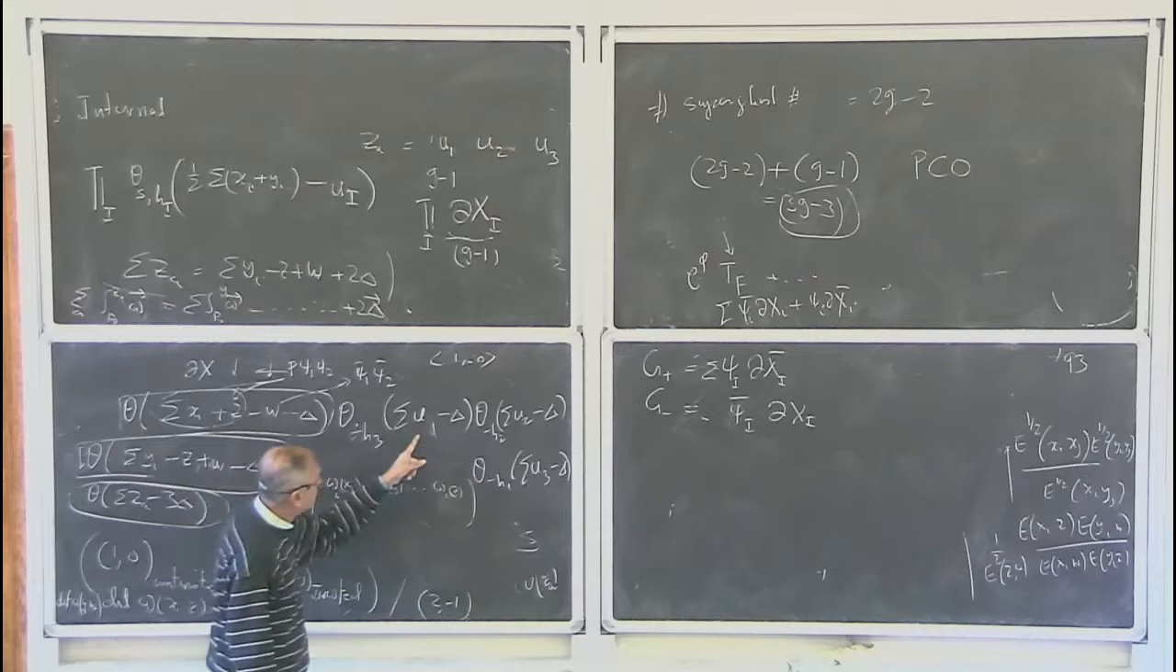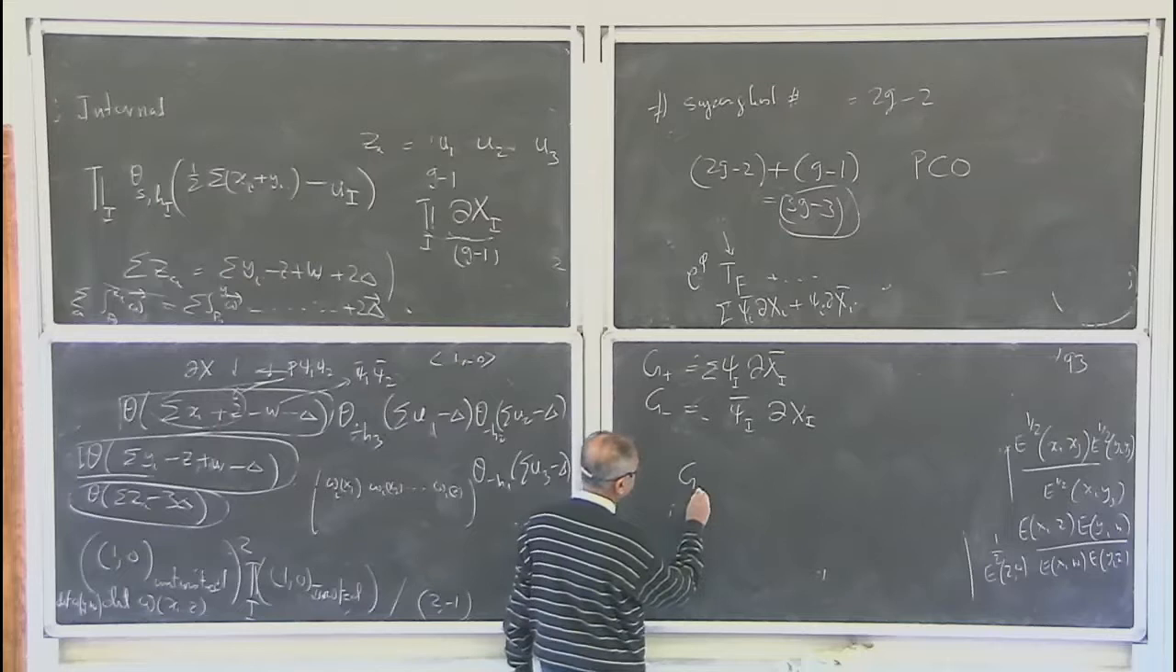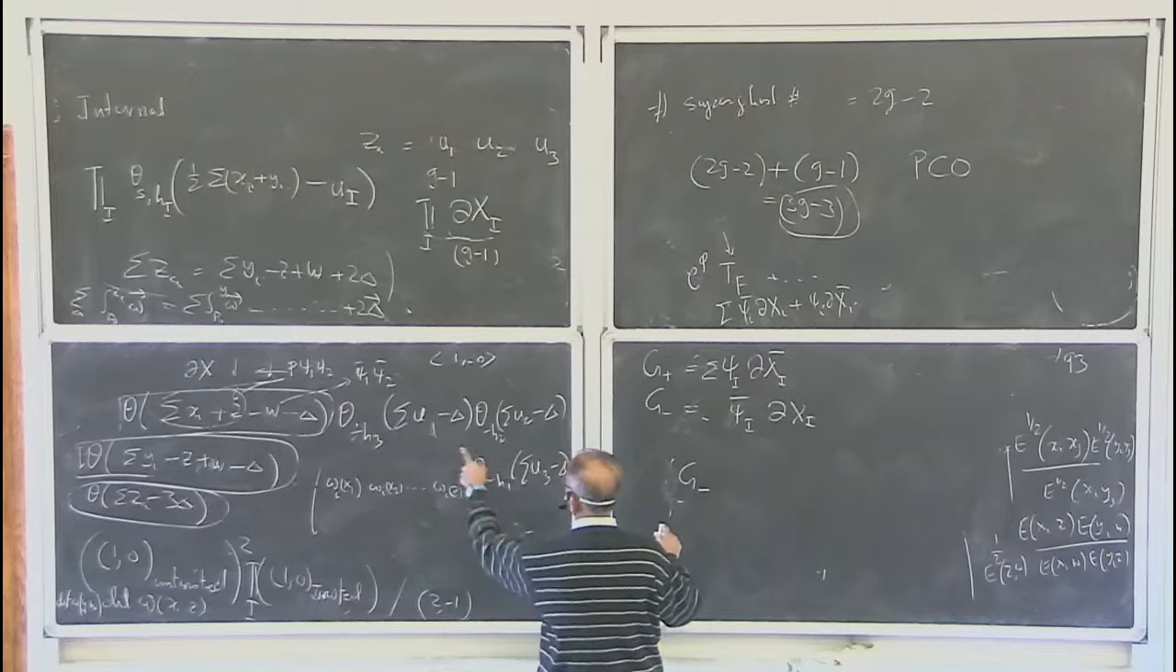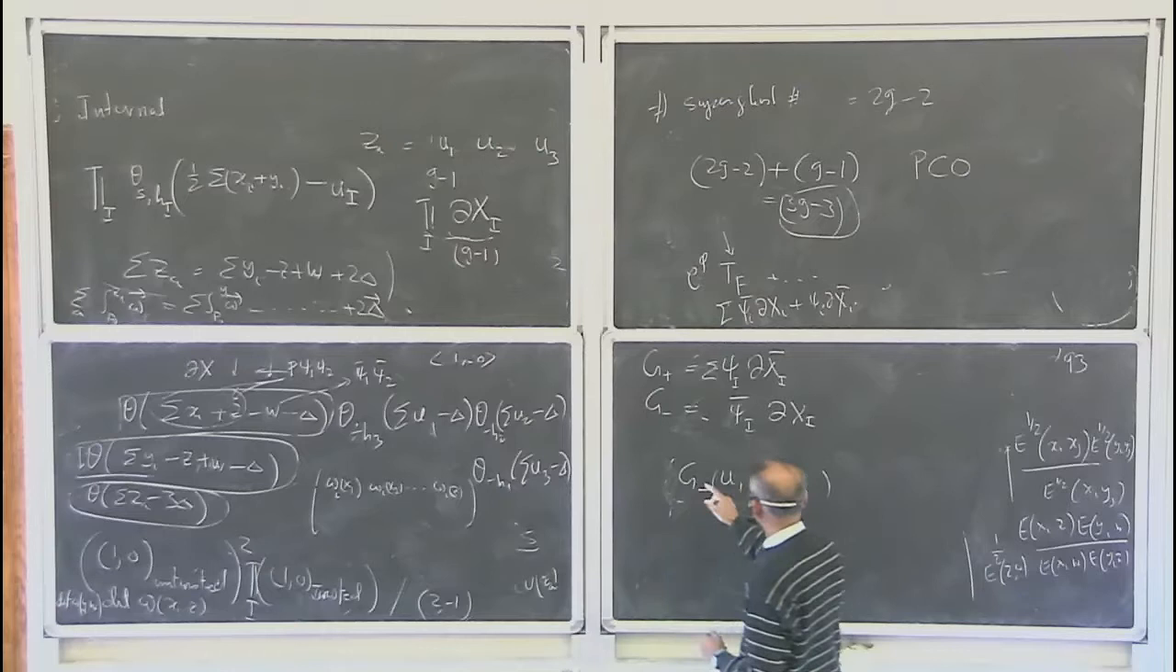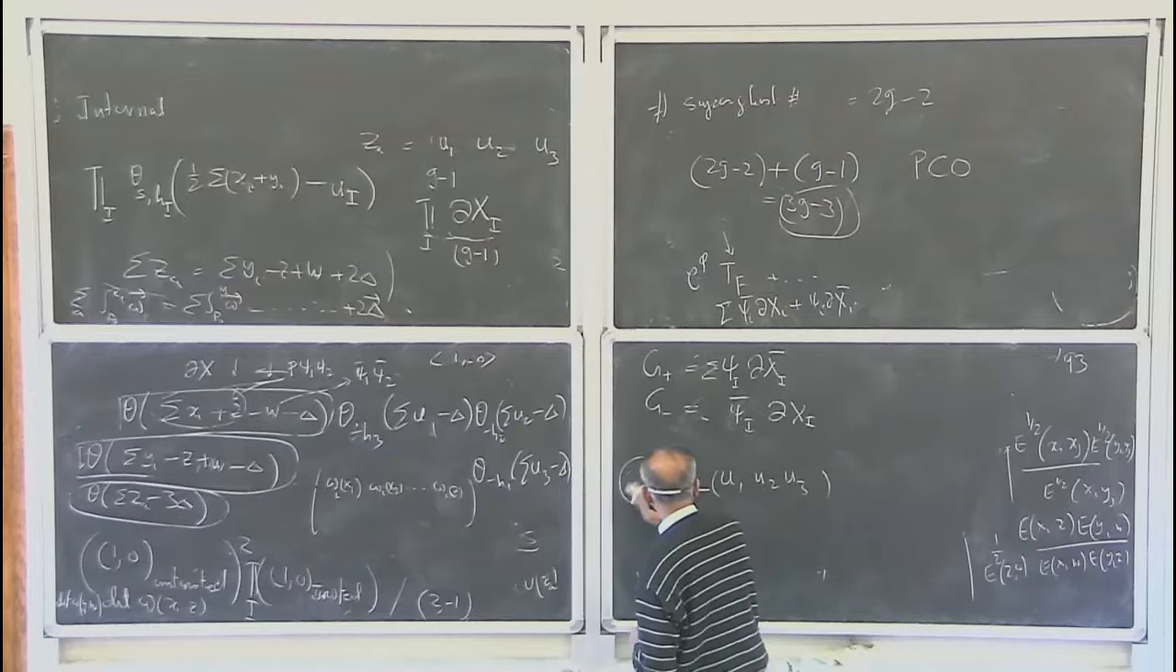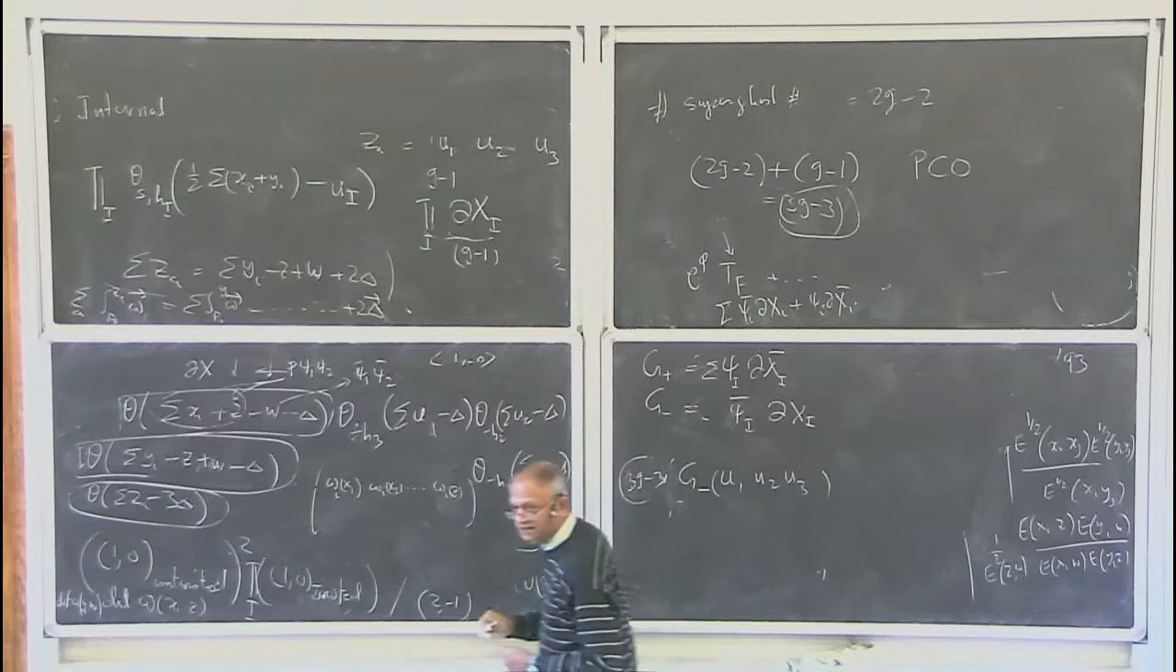So after doing all these things, what we are seeing is that G minus is sitting at these points, U1, U2, and U3. Okay, so how many of them are there? 2G minus 2. No, sorry, 3G minus 3 G minuses. 3G minus 3 because 2G minus 2, these are all coming from the PCOs, right?